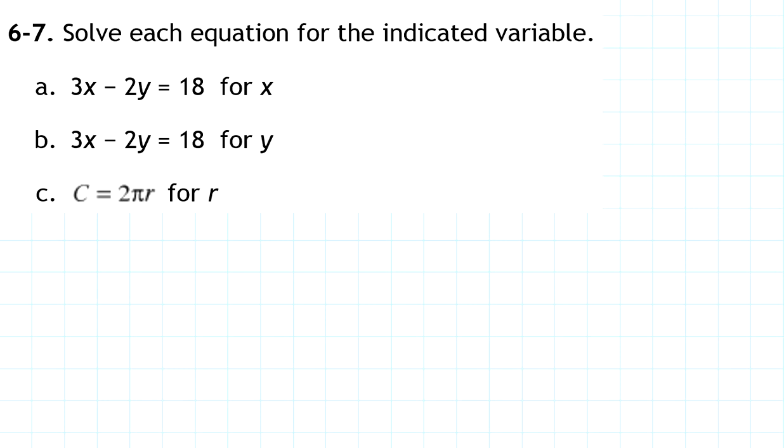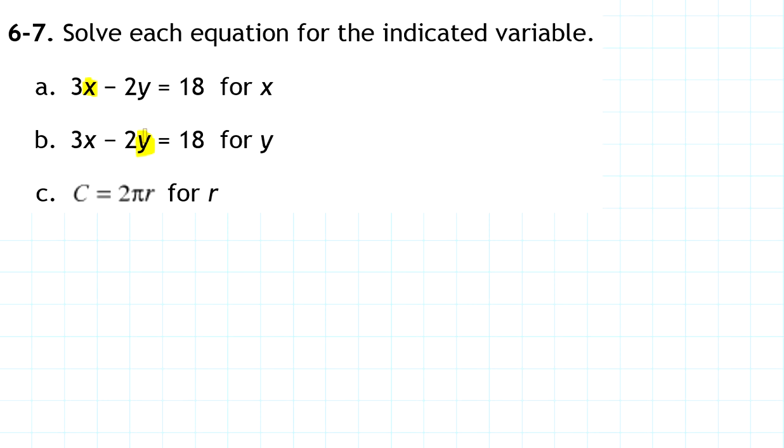So we begin chapter 6. This is the first homework question, number 7. It says solve each equation for the indicated variable. A and B are both the exact same equation, 3x minus 2y equals 18. In the first instance, they're asking us to solve for x, so we need to get this variable isolated. And in the second equation, they're asking us to solve for y.